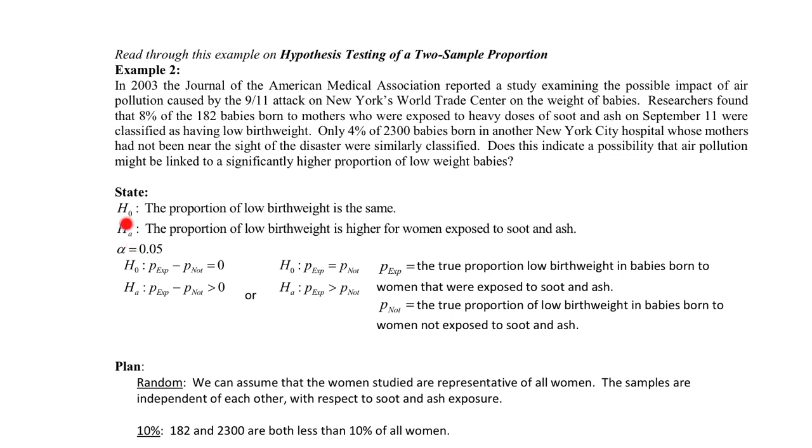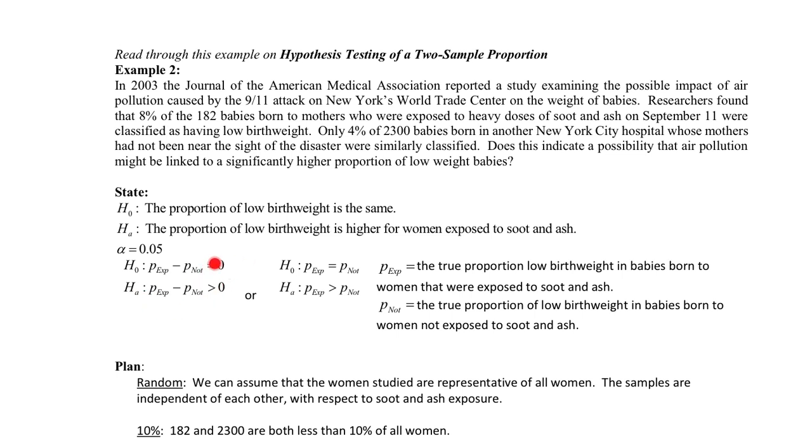Okay, so our null hypothesis. Now notice, we're defining that here. I don't know why they've defined that there. The null hypothesis is the proportion of low birth weight is the same. I don't know why they've written it in words. You do not need to do this part. I think it's more for your benefit that they've written it in words so you can see what this actually means. So we've got P exposed, P not exposed. The difference is 0. So there's no big difference here.